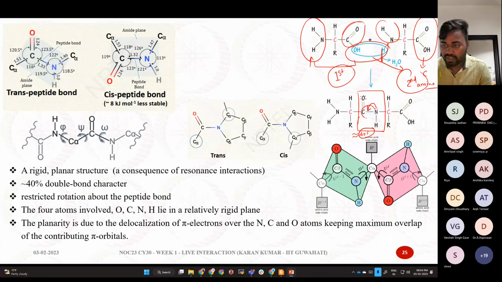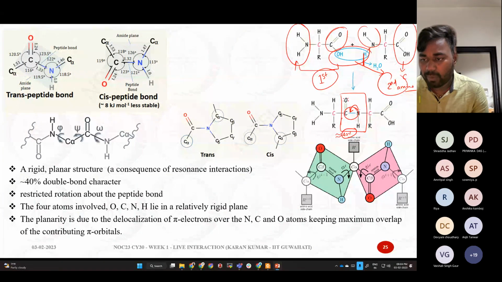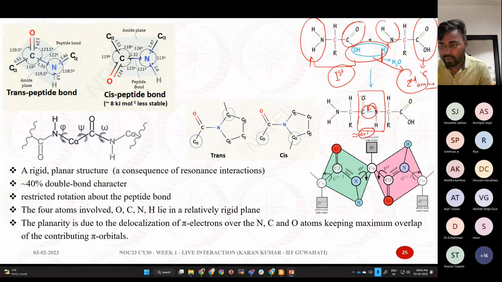This bond will have 40% double bond character, because the lone pair of nitrogen will participate in the resonance, and this double bond will go to the oxygen, which will have another lone pair. Because of this partial double bond character, it is a planar and rigid structure, and the rotation will be restricted.